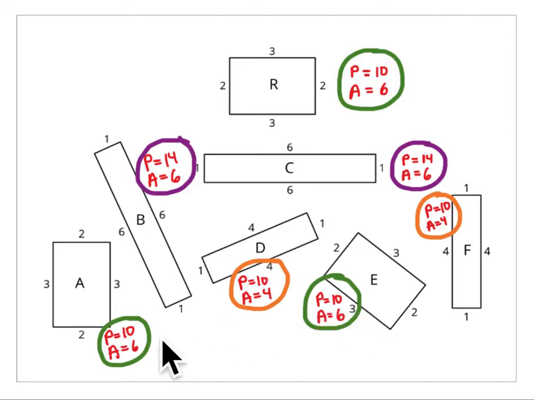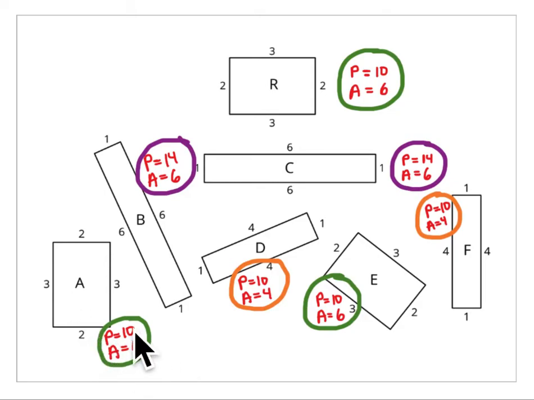So if you look at these pairs, A compared to E and also R, each of those has a perimeter of 10 units around the rectangle. So A has a perimeter of 10, E has a perimeter of 10, and R has a perimeter of 10. And likewise, they all also have the same area because they are 3 units along a length and 2 units wide in every case. 2 times 3 is an area of 6 square units. So R is 6 square units, E is 6 square units, and A is 6 square units.